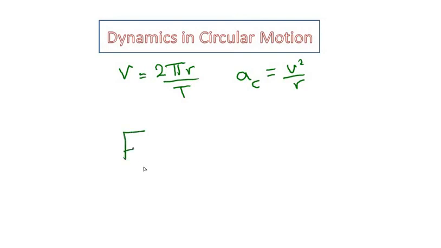As we discussed before, the speed for an object in a circular motion is equal to 2 pi r over t. The acceleration, the centripetal acceleration, is v squared over r. And the force, the centripetal force according to Newton's second law, is equal to the mass times the acceleration, which is the centripetal acceleration here in circular motion. Let's apply this formula on some examples.